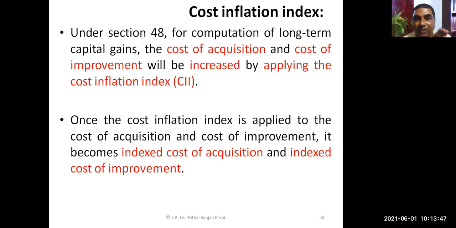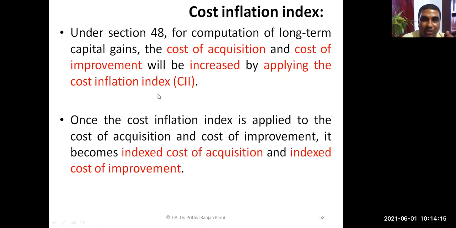Now we need to understand what is this cost of inflation index. Cost of inflation index is relevant when we are computing long-term capital gain, because in that situation the cost of acquisition and cost of improvement will be increased by applying CII. We have already seen how it is increased by applying CII. Yes or no? Yes, sir.